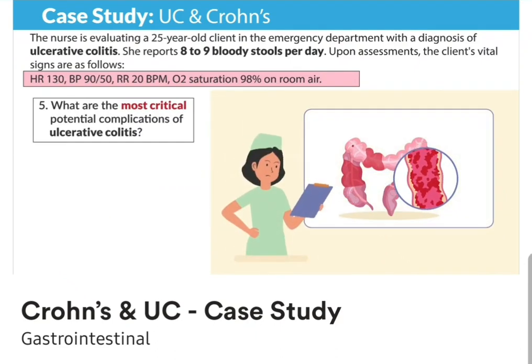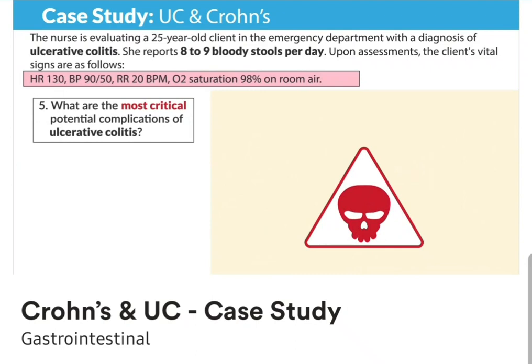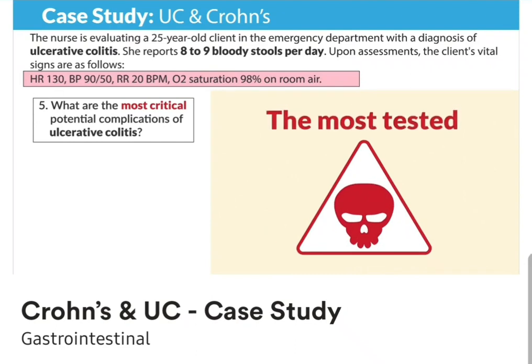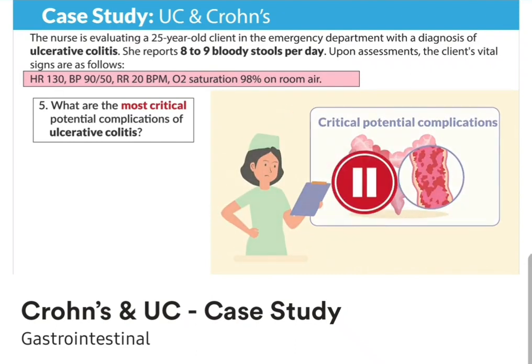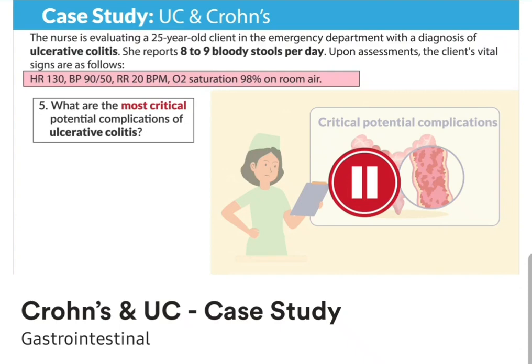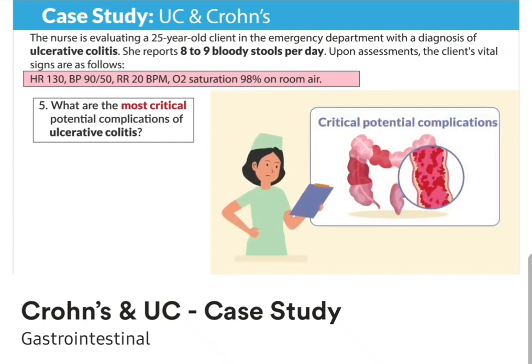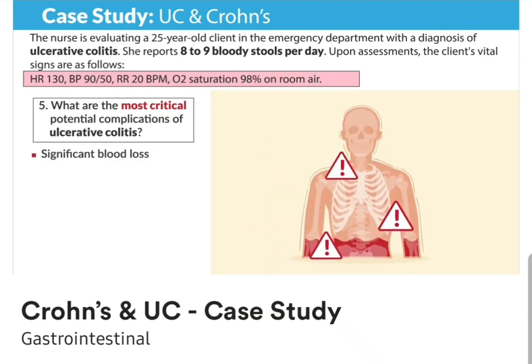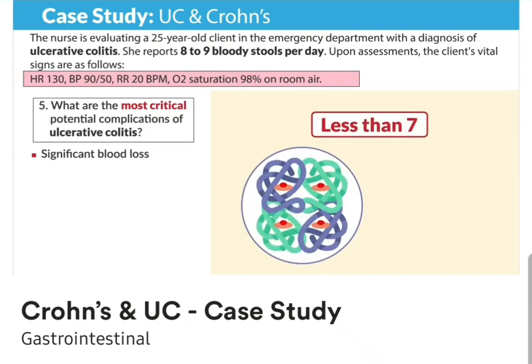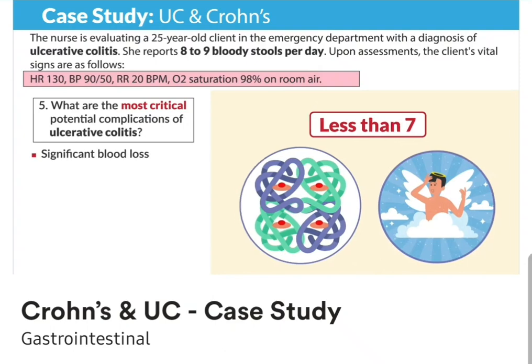Now moving on to question 5. What are the most critical potential complications of ulcerative colitis? So just remember, the most deadly complications are typically the most tested complications. So pause the screen and do your best to think of a few different options. Okay, now for the answers for the most critical complications of ulcerative colitis. The number one thing you should have thought of is significant blood loss. Now remember, this can kill the client because hemoglobin less than 7 can send the patient to heaven.